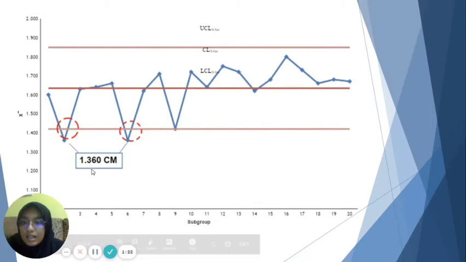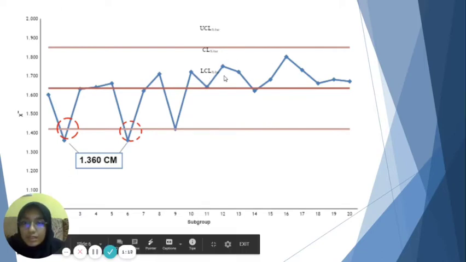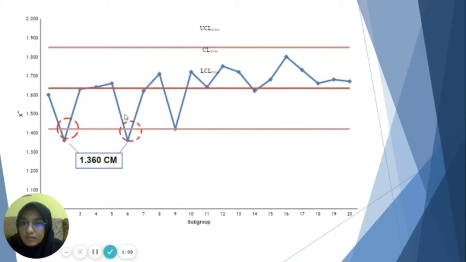Okay, next. After we get the UCL, CL and LCL, we can plot a graph. From here we can see that there are two subgroups that exceed the lower control limit, which are subgroup 2 and subgroup 6, and the mean is the same, which is 1.360 cm.